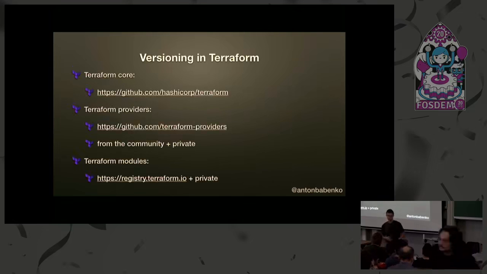We have Terraform Core, which obviously has to be version 0.12 something. Providers, many from the community, now you can get them from the registry. And a lot of them are private because nobody wants to publish them. And also there are modules, which are the more obvious things to be versioned. Most of them are in the registry, some of them are private, and so on.